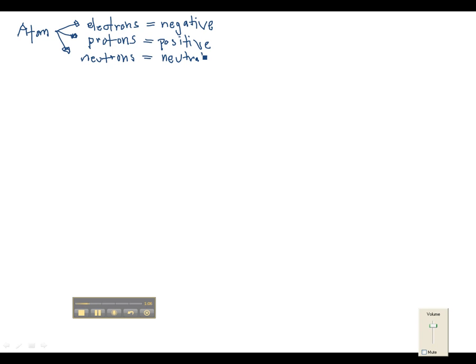And I'll actually draw little signs. Electrons are negative. There's a minus sign there. Protons are positive. There's a little plus sign right there. And neutrons are kind of in the middle. There's a plus sign and a little minus sign. Bam, okay? And those three things are actually what all atoms are made out of.